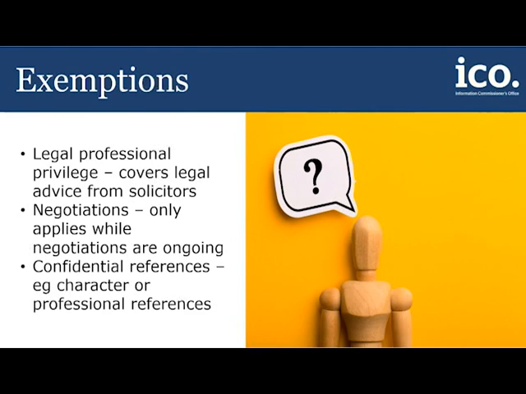The second exemption applies to negotiations with the requester. Where information shows your intentions in negotiations, you don't need to provide this as part of a subject access request response. This is only the case where giving this information to the requester will prejudice or affect the negotiations. This could be when negotiating staff redundancies or insurance settlements. You should note that this only applies when the negotiations are ongoing. So if a request is made after negotiations have been completed, you couldn't withhold information under this exemption.